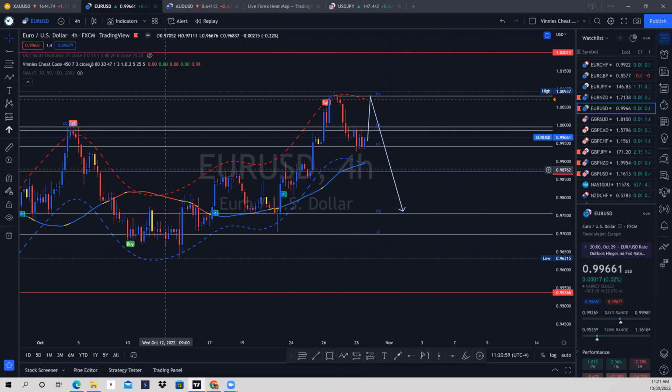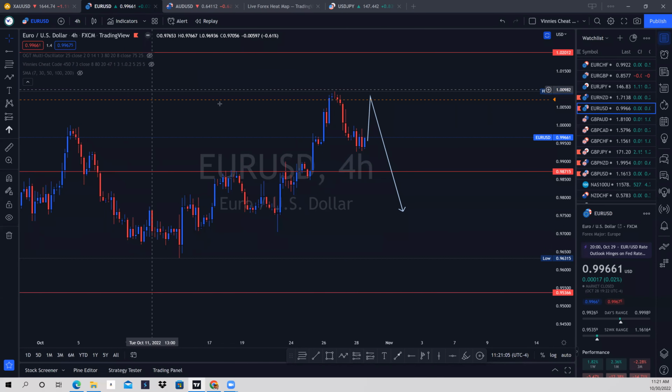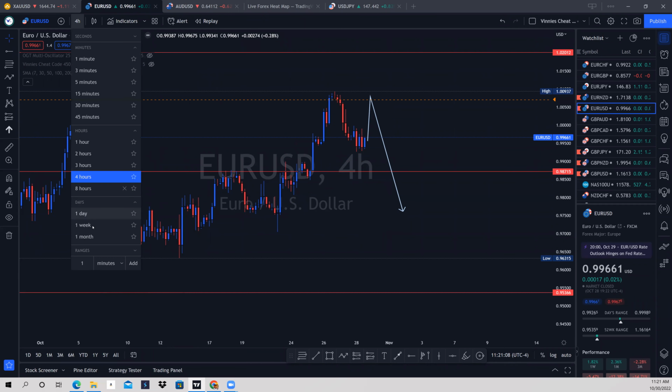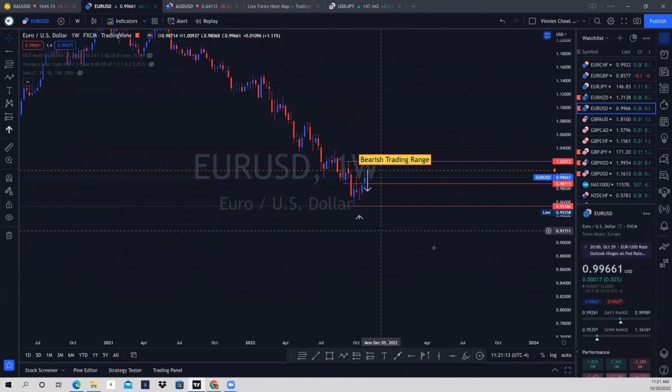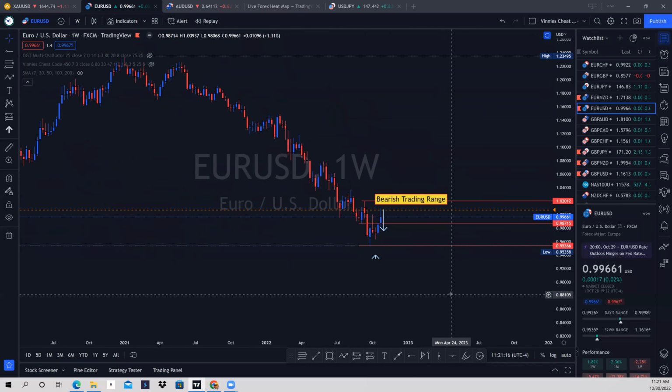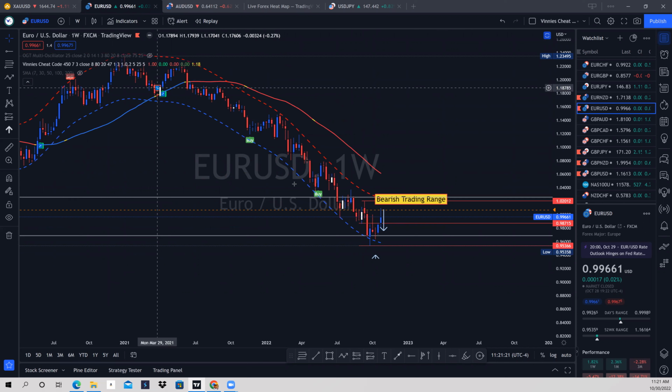Now, we have some interesting structure on the higher time frame. If we go up to the weekly time frame on Euro USD, we can see there may be a pullback happening. Let's turn on the indicator. We could expect price to go higher, could break structure, but I'm still expecting price to come down, test this structure down here, this demand, and then maybe go back up.